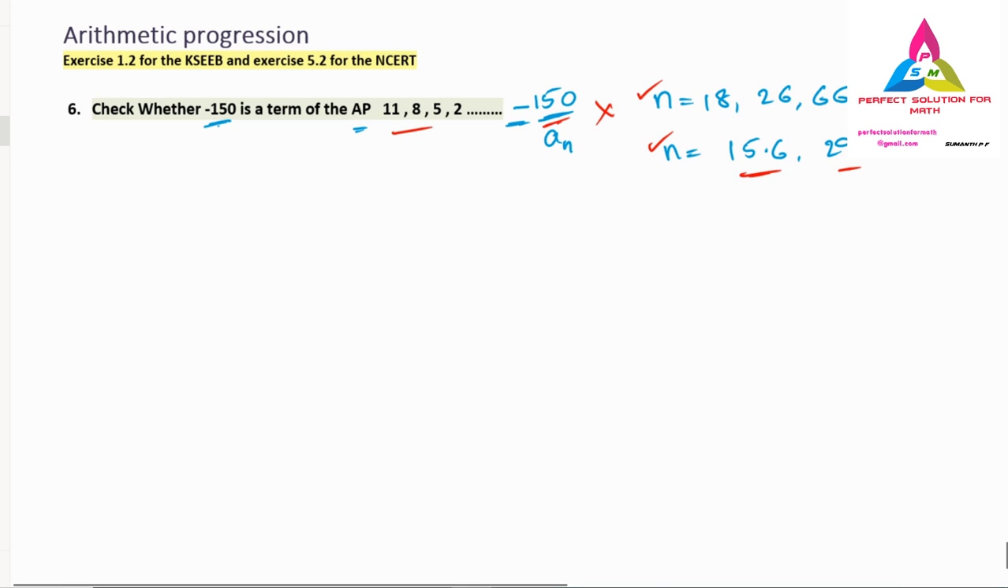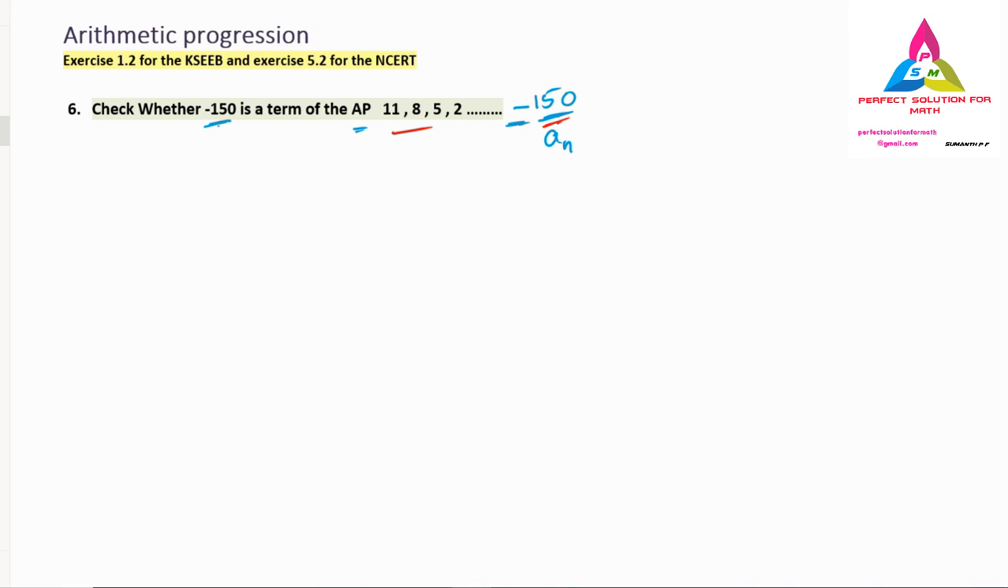So we will write this down and verify whether it is a term of the AP or not. First we will take it as it is. What is the A1 value over here? A1 is nothing but the first term, it is 11. Similarly, the A2 value is 8. The A3 value will become 5 and the A4 value will become 2, and lastly the an value will become minus 150.